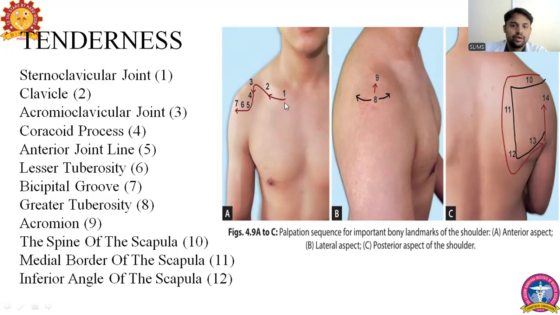So this is how you examine by palpation of the shoulder joint. From one to three anterior, you come superior, then lateral, and from lateral you go and come to posterior and inferior. When doing this systematically, you won't miss any part.